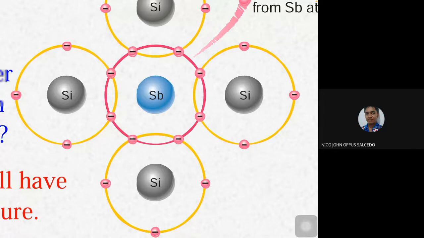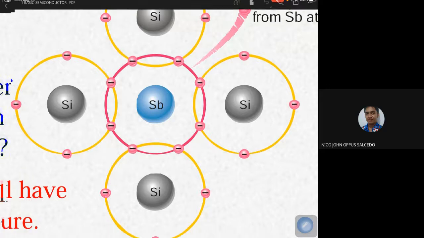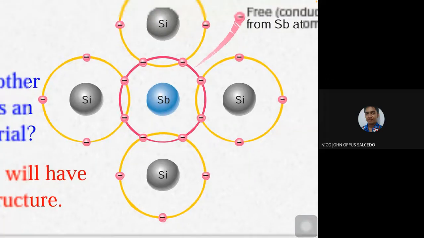Okay? Now, again, what's the process of adding impurities to intrinsic for it to become extrinsic? Doping. So in this slide, we doped the silicon. We added an impurity atom in the form of antimony. And antimony has how many valence electrons?